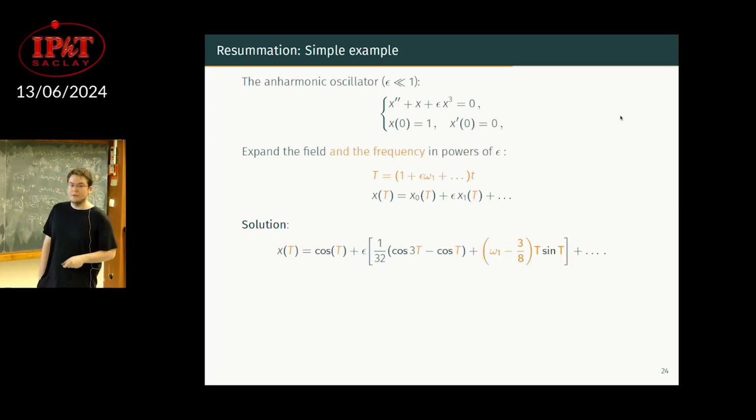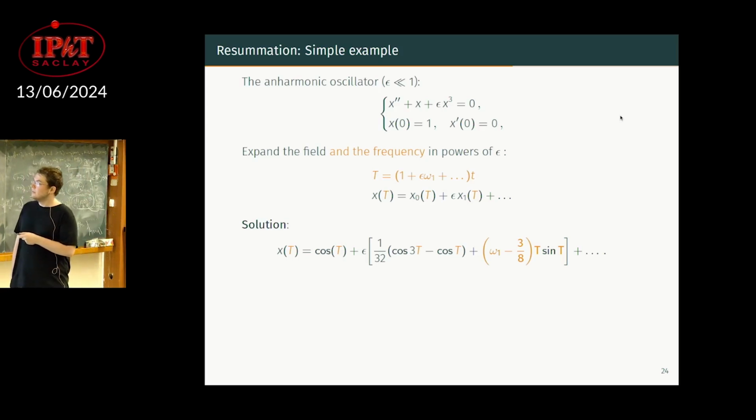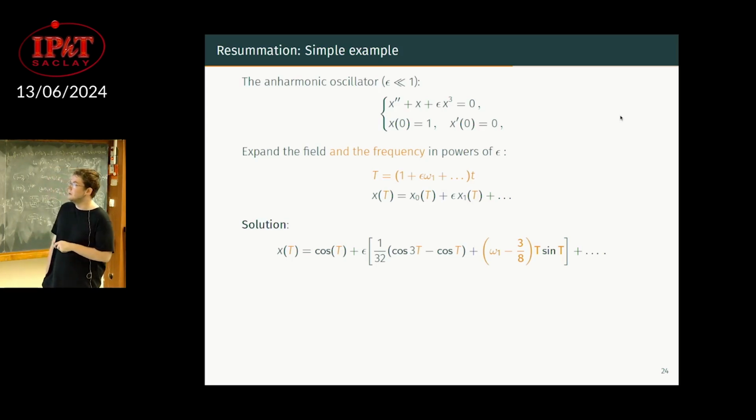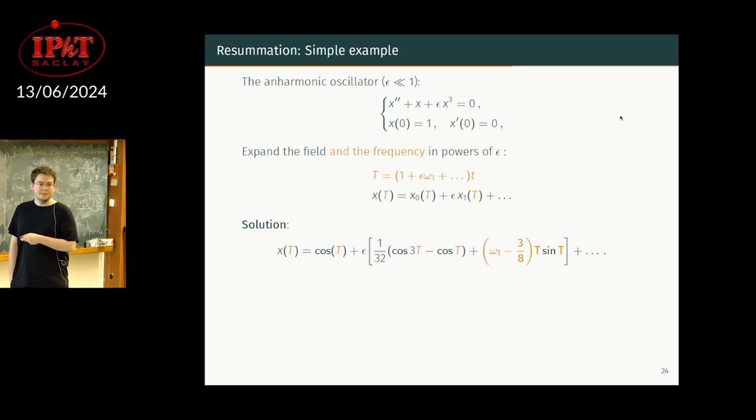Now let's say that instead of the naive perturbation theory, we will also expand the frequency in powers of epsilon. And to do that, we define this new time parameter, big T, which is proportional to the time little t with a frequency that is expanded in powers of epsilon. Now, the field x, I redefine it to be a function of big T in such a way. I reintroduce this into the original equation, and I solve order by order. And what we see, at zeroth order, we still have the same cosine, but at second order, we have this secular term that is multiplied by this factor here. And this factor can be put to 0, can be cancelled if we choose the frequency shift omega 1 to be 3/8.